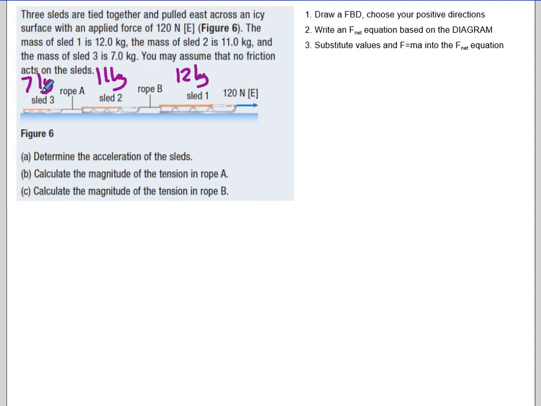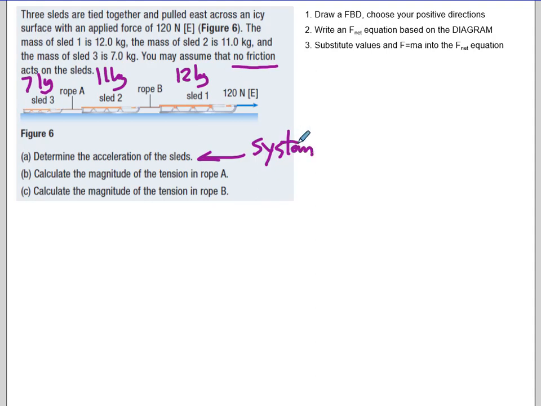I like to write those close by so I can keep track of them. There's no friction. That's a really big line. In chapter 4, we'll start getting more friction into our problems. So we want to determine the acceleration of the sleds. Okay, so to find the acceleration of the sleds, I have to look at this as a system problem.